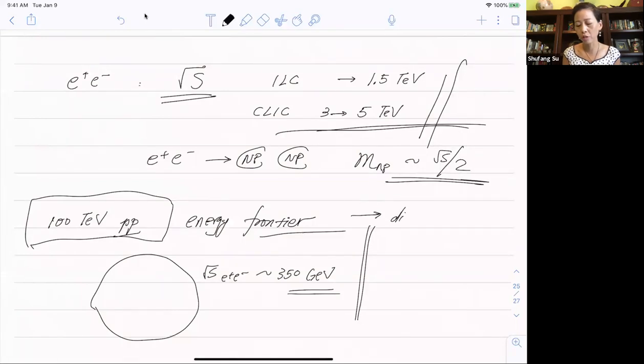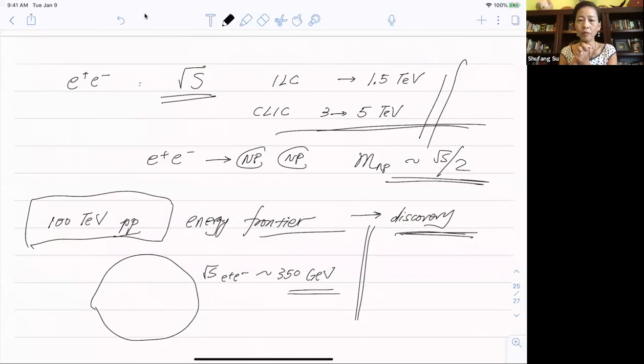So therefore, the PP machines, usually people call them discovery machines. If you have some new particle never been seen before, but it is heavy, so difficult to produce, the first chance you're going to see it is at PP colliders, because you do have the energy to reach those high energies. So the PP is usually called a discovery machine.